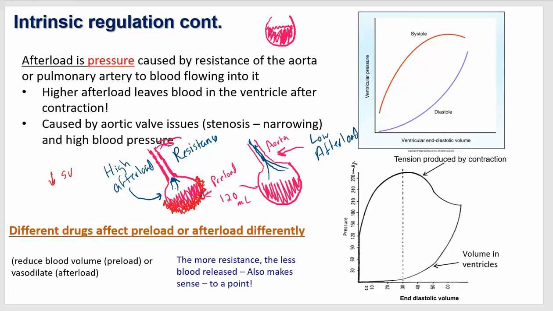So preload is the blood moving into the ventricle. Okay, and we already said that if our preload is too high, then that's not good. Then we're going to have less blood being forced out because it's not going to line up right, and that initial contraction is not going to work very well. So we might want to think about, why is our preload too high?